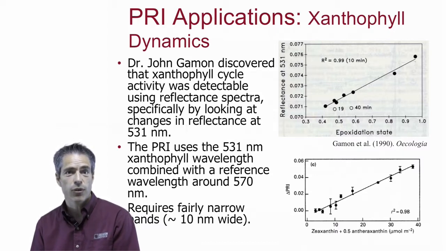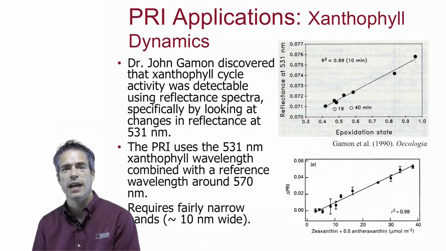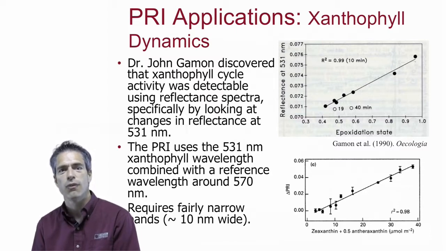One thing to note is that if we're going to try to measure this, we have to use a fairly narrow waveband, around 10 nanometers, for the 531 and the 570. On the right-hand side of this graph, we're showing relationships between the reflectance at 531 and the epoxidation state on the upper graph, and also the xanthophylls on the x-axis and the change in PRI in the bottom graph, to help us see that there's a strong correlation between those two.